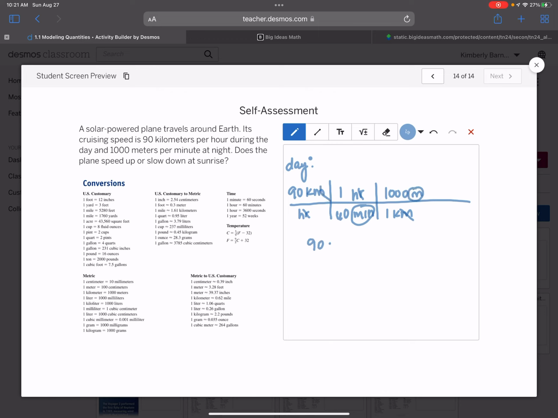So 90 times 1,000 over 60. It's going to be 90,000 over 60, which I'm going to do in my calculator. 1,500, and that's in meters per minute. And so the daytime is faster than the nighttime. That means that he slows down at sunrise.